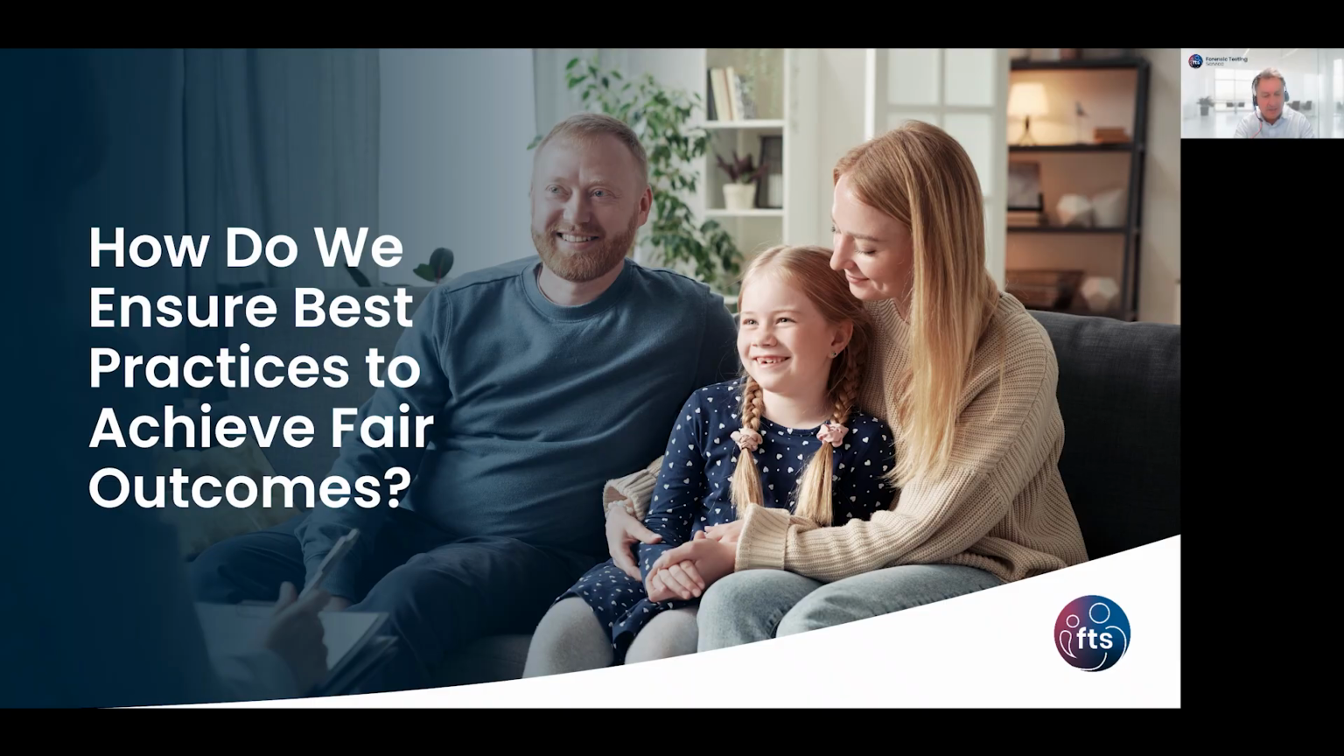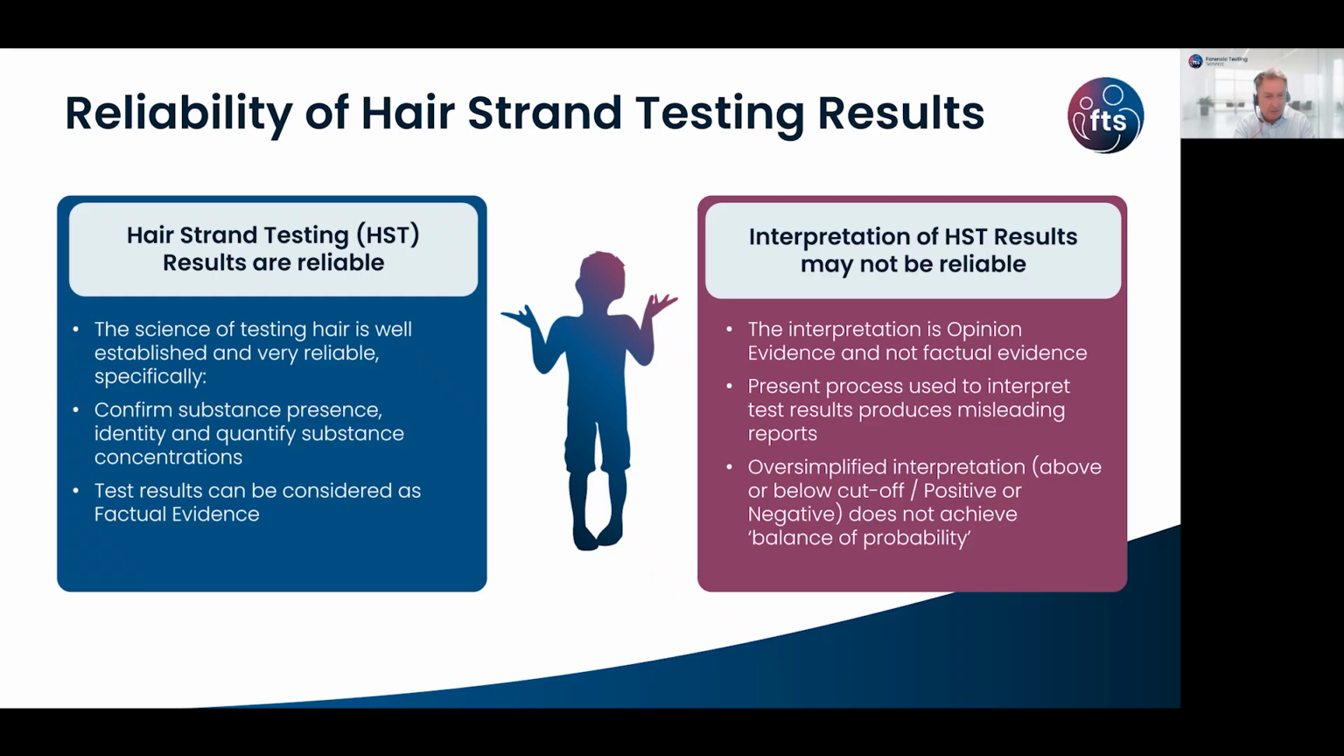So if somebody has changed their ways and they were drinking excessively and they have stopped or reduced drastically, you need to know this, and the evidence needs to be able to recognize that this has happened. So hair strand testing is reliable. It's really the only way of establishing a longer pattern. It can confirm substance presence, identity, and quantify substance concentrations, and test results can be considered as factual evidence.